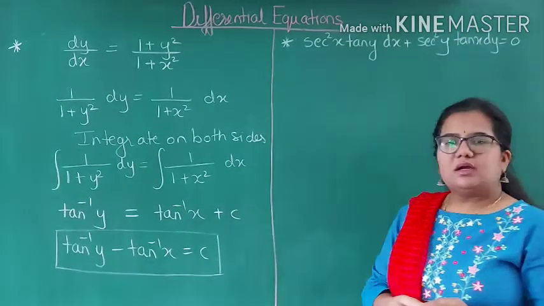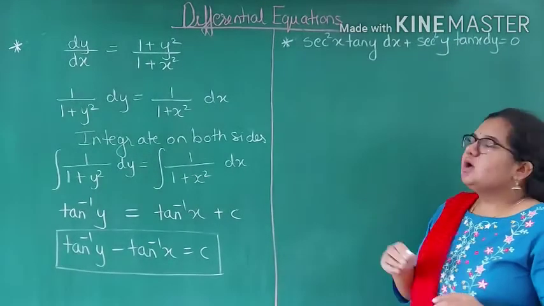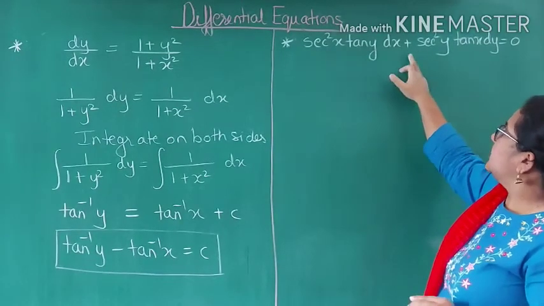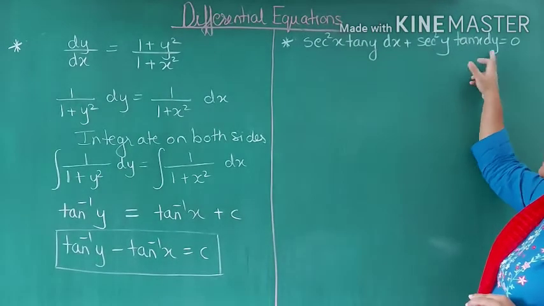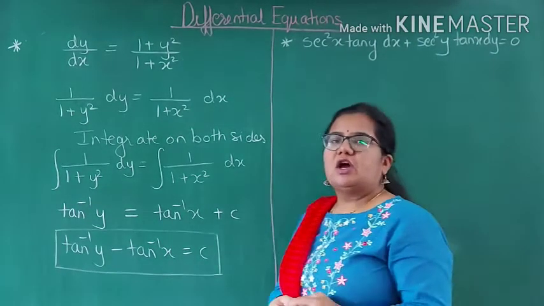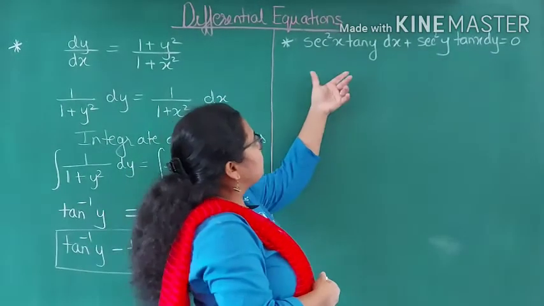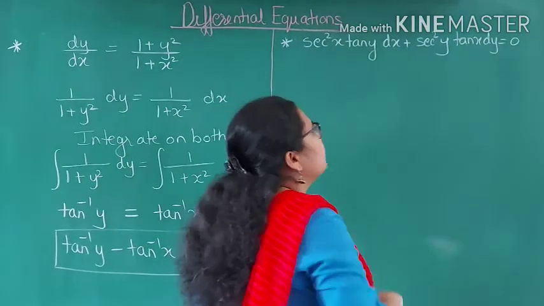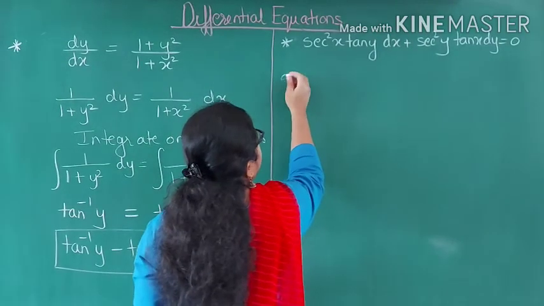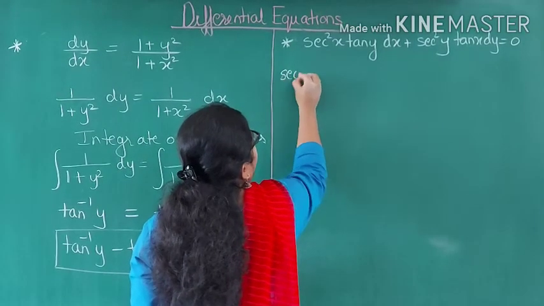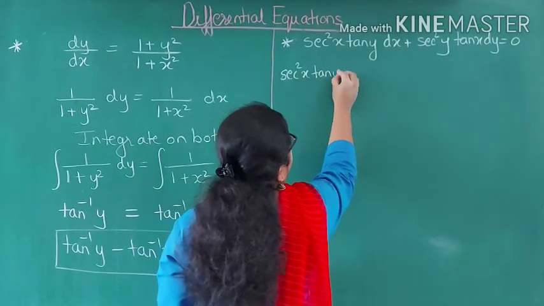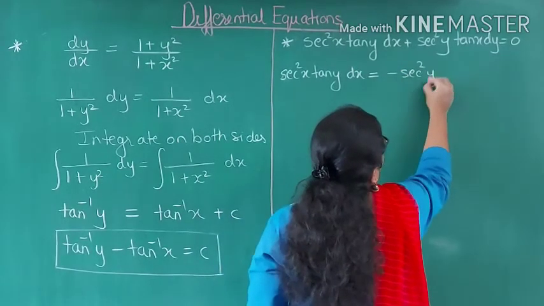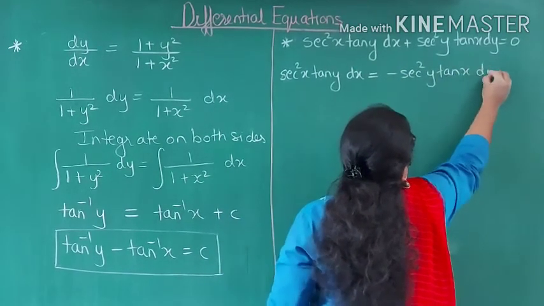Yes. Now we will move to the next example. What is the next example? Sec square x into tan y dx plus sec square y into tan x dy is equal to 0. Now the first thing we are going to do here is take one term to the other side. Suppose this term, if we take it to the LHS, it will become negative. So sec square x tan y dx is equal to minus sec square y tan x dy.